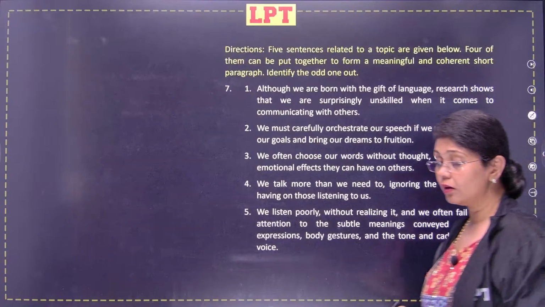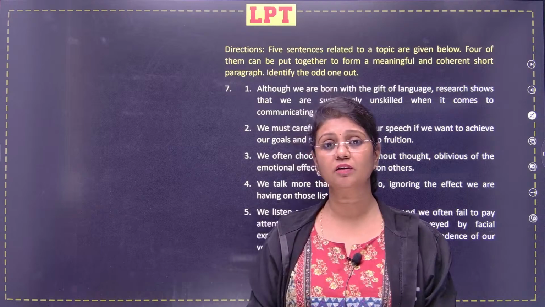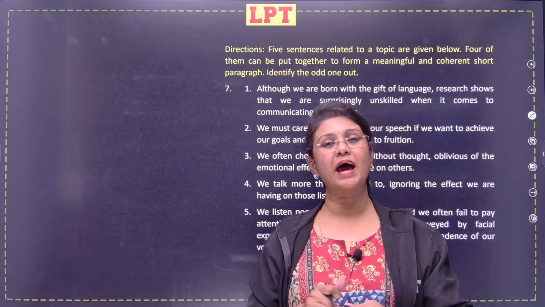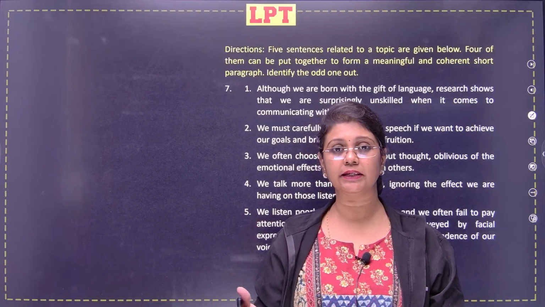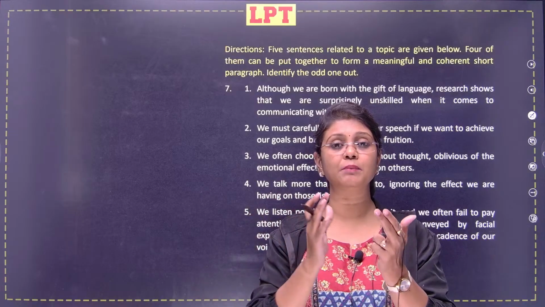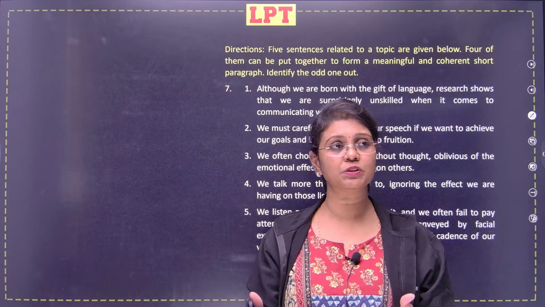Okay, guys, when you're solving an odd one out question, I've often told you that there are two ways of looking at it. First is that you solve it like a parajumble question. When you have these five sentences related to a topic, four of them can be arranged in a sequence. The one that does not fit into that sequence becomes your answer.